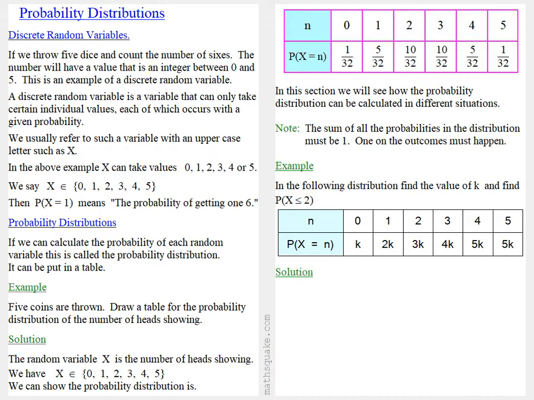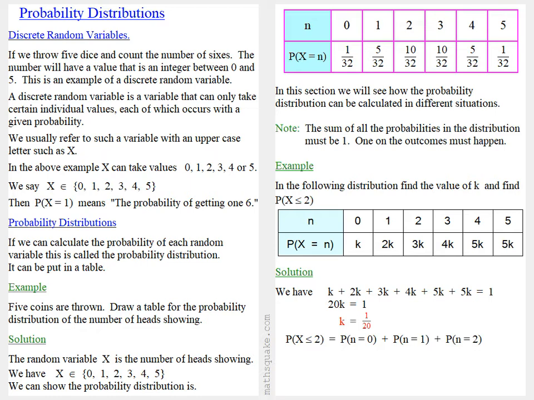Well, to solve this, we know that the sum of all the probabilities must be 1. And that tells us k + 2k + 3k + 4k + 5k + 5k = 1. So 20k = 1, or k = 1/20.